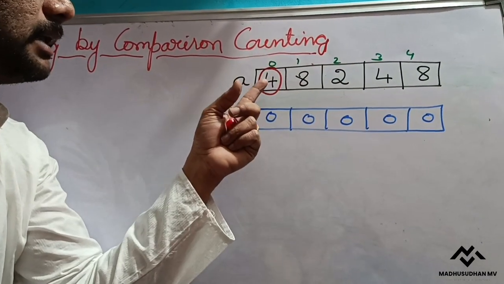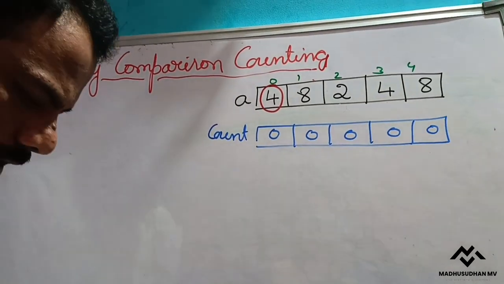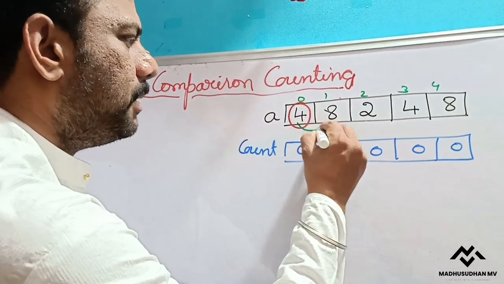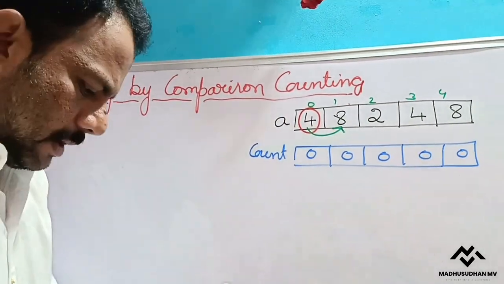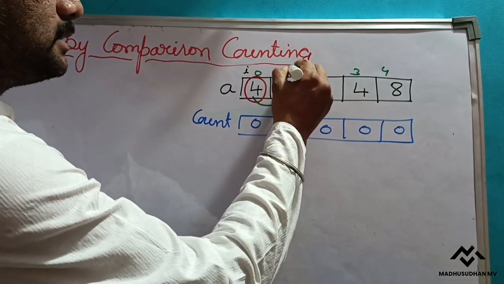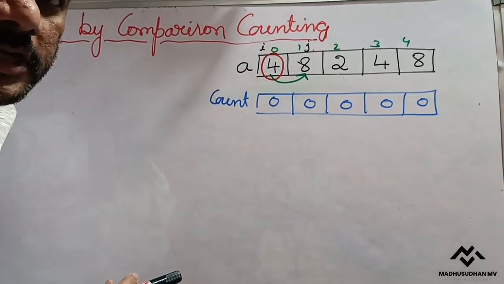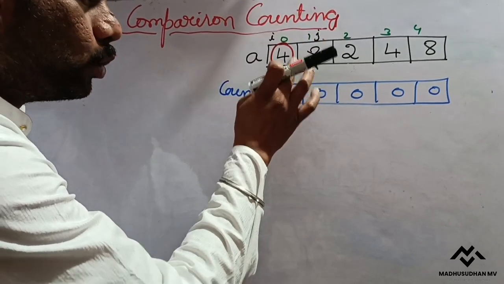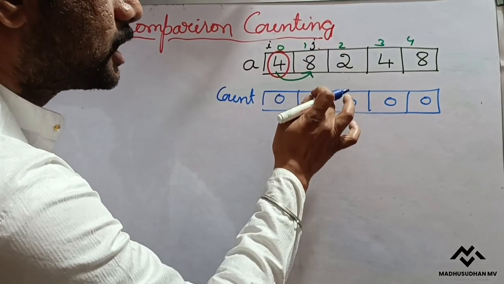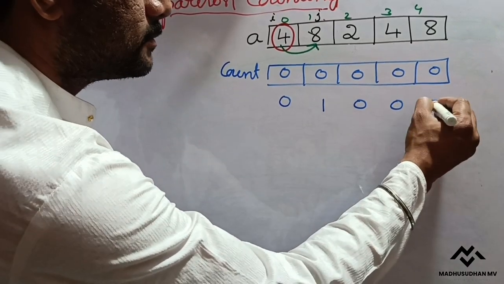By looking, I can say that lesser than 4, only one element is there, which is 2. So how are we doing that? Here I compare this element with this one. I take this as the ith element and this as the jth element. Now I am comparing a of i less than a of j. If it is lesser, which is greater, 8 is greater. So I am incrementing its count. The 8 count is incremented, remaining counts as they are.